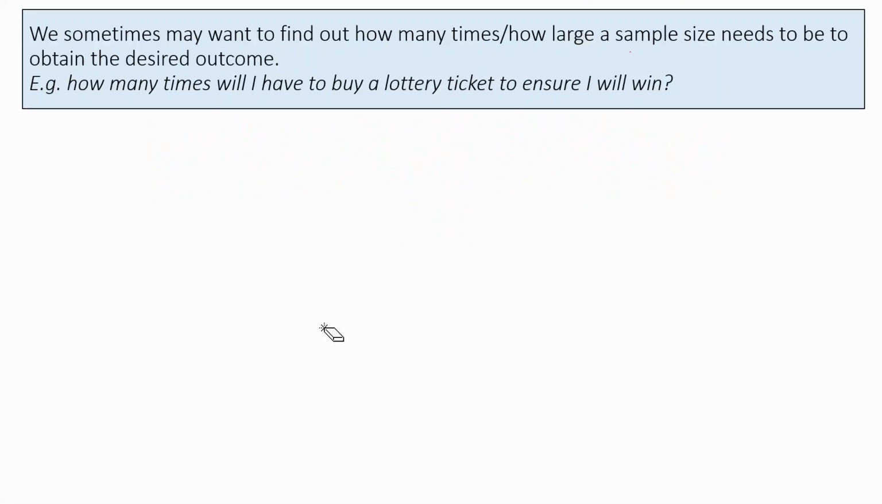Now we know we're trying to find n, which is the number of trials. In class I was talking about how sometimes we want to find how large a sample size is needed to obtain the desired outcome. The example I said was, how many times will I have to buy a lottery ticket to ensure I will win? Normally they would say something like 90% of the time. So how many tickets do I have to buy in order to ensure that I win 90% of the time? You should know that you'll be finding n based on the wording of the question, and the information they've given you.